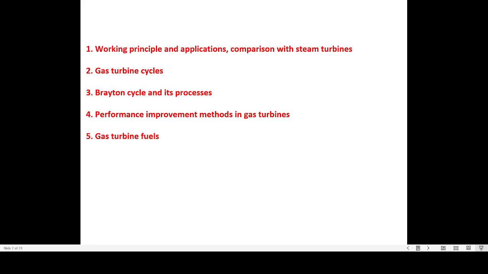Another method of interest to us is reheating, and the third arrangement is regeneration. So these three arrangements, namely intercooling, reheating, and regeneration, are specifically used for performance improvement over the simple gas turbine cycle. Toward the end of this unit number 5, we'll be quickly having a look at the different fuels which are used for the operation of gas turbine cycles. Okay, so all these are the points which are of interest to us.